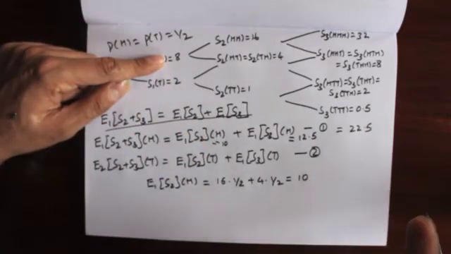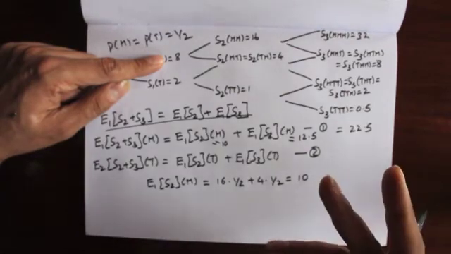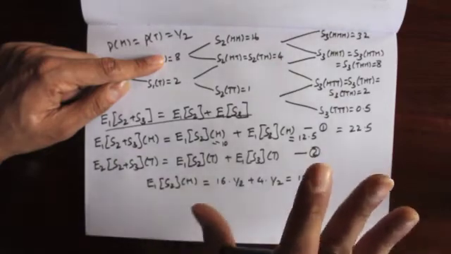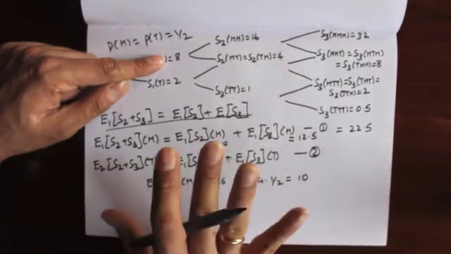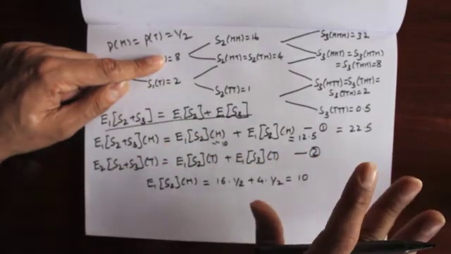In those two coin tosses, we can toss either a head-head, a head-tail, a tail-head, or a tail-tail. These are the only four possible outcomes, right? So let's figure out what is the value of S2 plus S3 in all of these four outcomes.